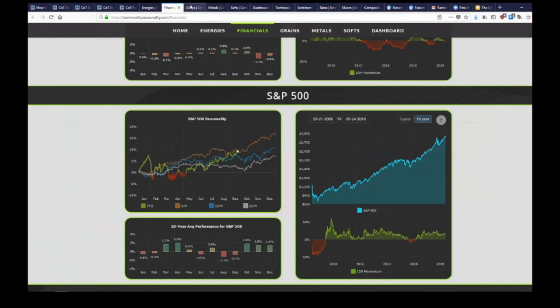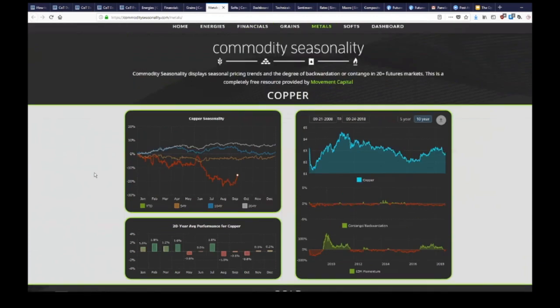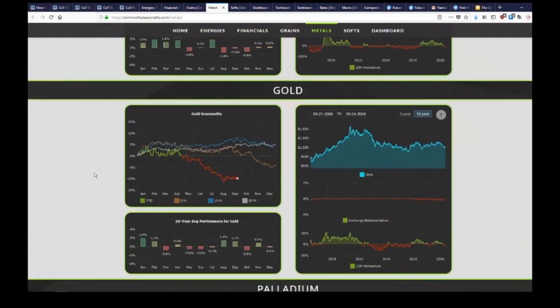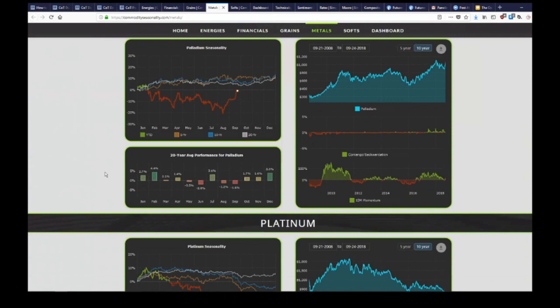So turning to some other stuff for seasonality, we got copper, not too much. October is typically pretty weak in copper. We got gold, nothing to write home about. October has been a little weak, but these aren't as strong seasonality-wise as Q1. Jan and Feb have been very strong in all of these metals contracts.